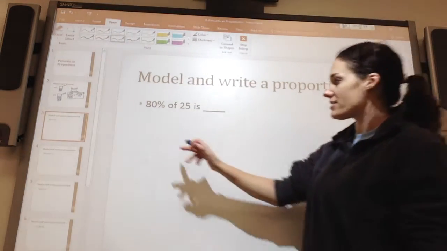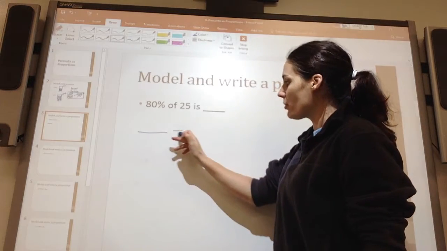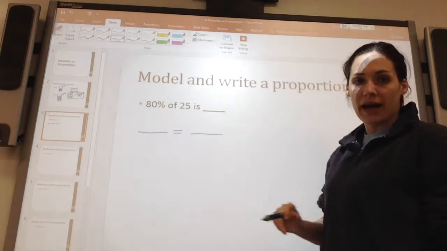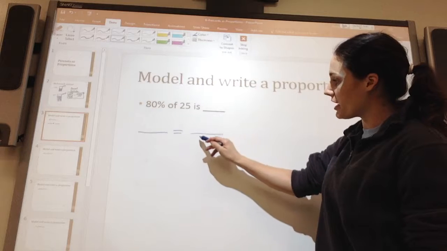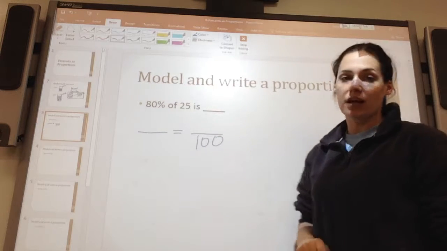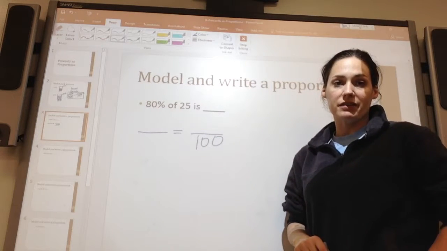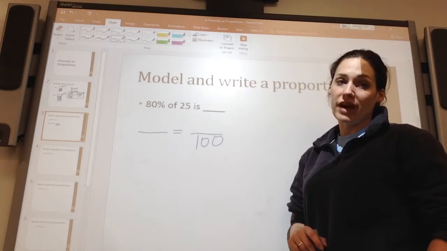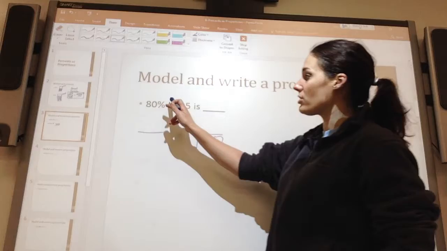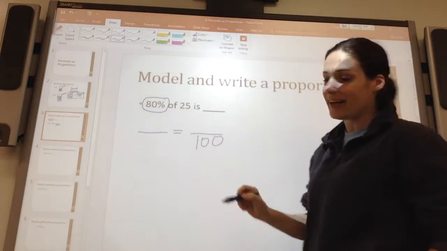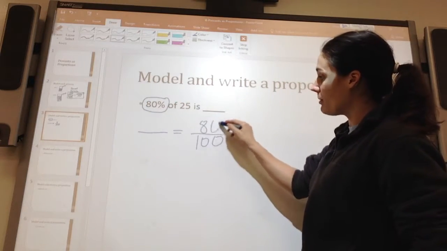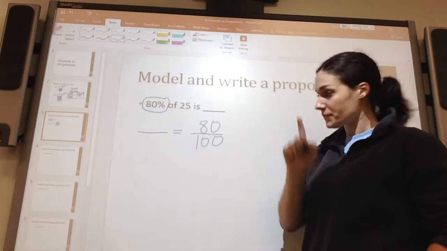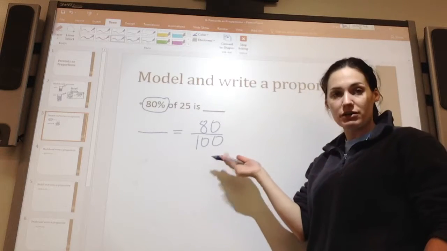80% of 25 is blank. So I'm going to set up my proportion. And over here it's always going to be the percent over 100. So I can fill in the 100. Right now that's the only thing I can fill in immediately. You should be able to pick out the percentage real fast. The percentage is the number that goes with the percent sign, so it's 80. But when you put it in your problem, it's 80, not 80%. So I got 80 over 100.